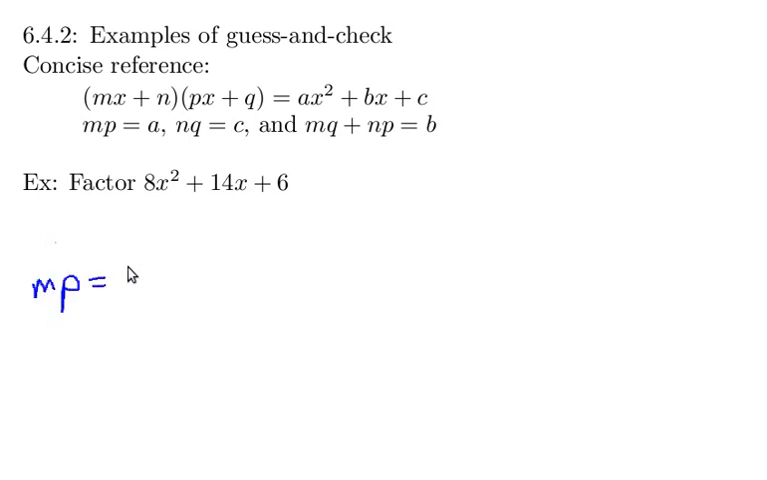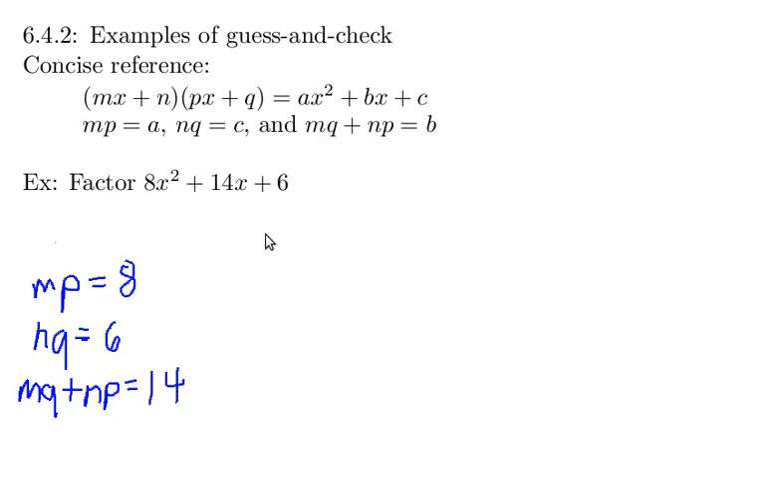mp equals 8. 8 is equal to a because it's the leading term. nq is equal to 6, and mq plus np is equal to 14.